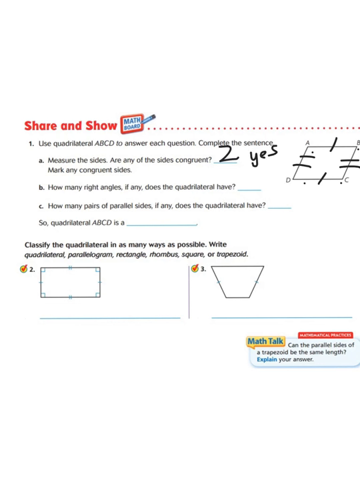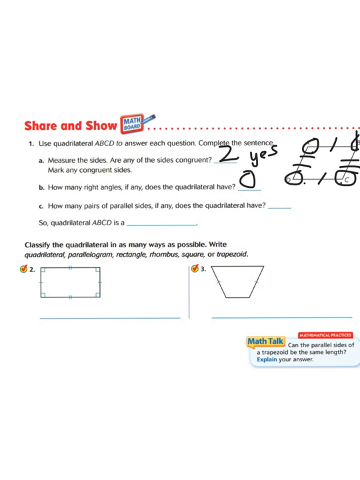How many right angles, if any, does the quadrilateral have? Well, we see this angle is definitely less than 90, or acute. This angle is greater than 90, or obtuse. This angle is greater than 90, or obtuse. And this angle is less than 90, or acute. So it has 0 right angles.